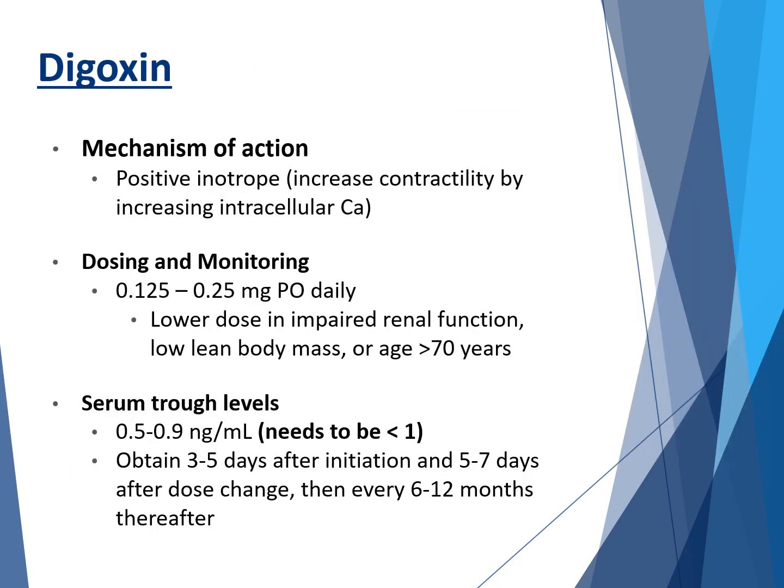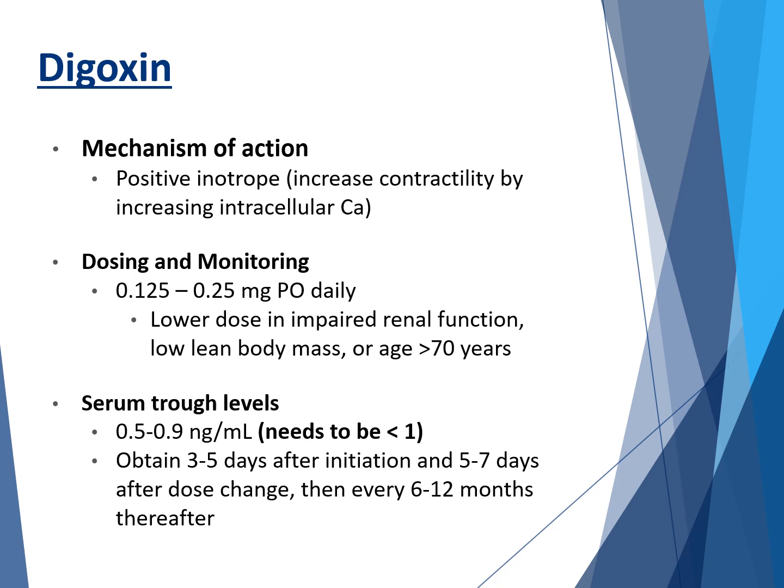So now we'll jump into our agents that do not offer mortality benefit but may decrease hospitalizations or symptoms. Digoxin is an agent that has been shown to decrease hospitalizations. Its mechanism of action is a positive inotrope, and it has pretty specific dosing and monitoring. The dose really depends on some different patient factors. If they have poor renal function, if they're very small, or if they're over the age of 70, then we'll want to start lower.